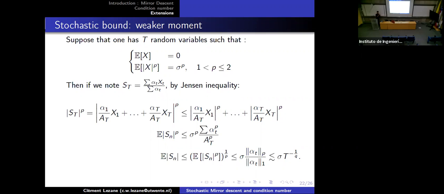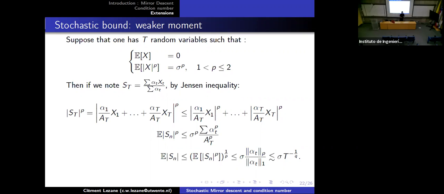Imagine you have t random variables, right? And they have a finite P moment, with P between 1 and 2. Then you want to compute the mean of these variables. I want to see how fast they converge to 0. The idea is that if you write it this way and use Jensen's inequality, you get convergence in the L^P norm, and then you use the convexity to get it up.